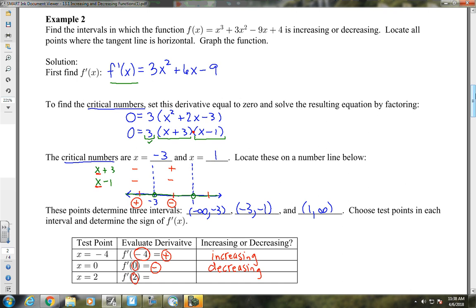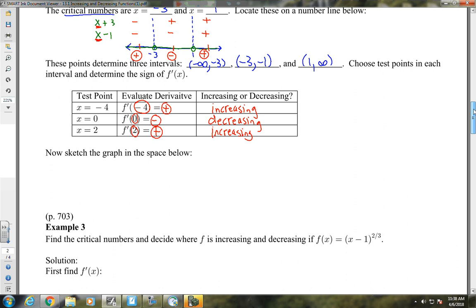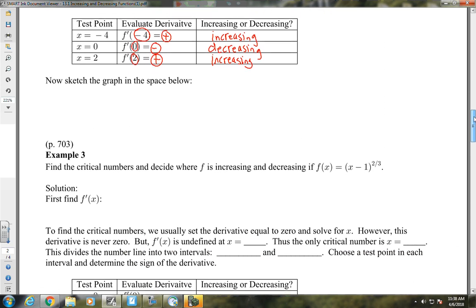When I plug 2 into my first factor, 2 plus 3, I get a positive number. 2 minus 1 gives me, again, a positive number. And a positive times a positive is a positive. So my derivative is positive on that interval. A positive derivative indicates an increasing function. Okay? Now, we can use this information to sketch the graph.